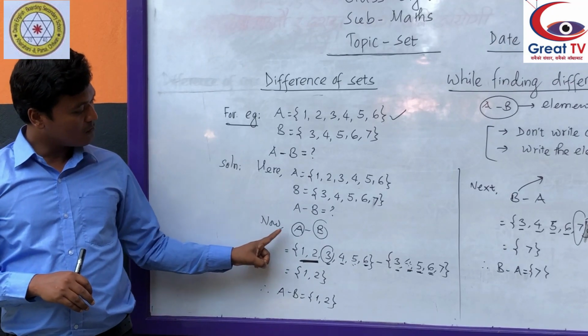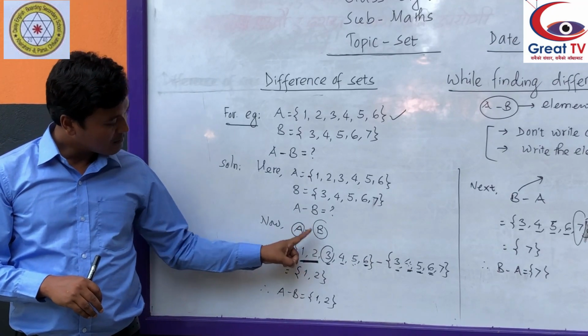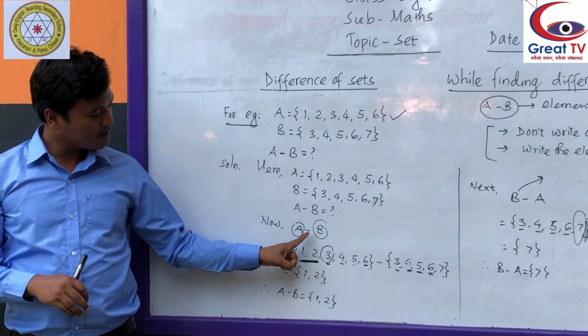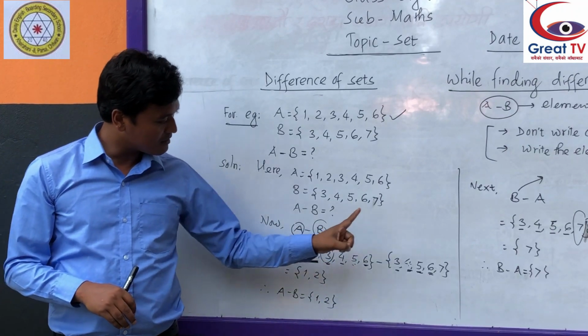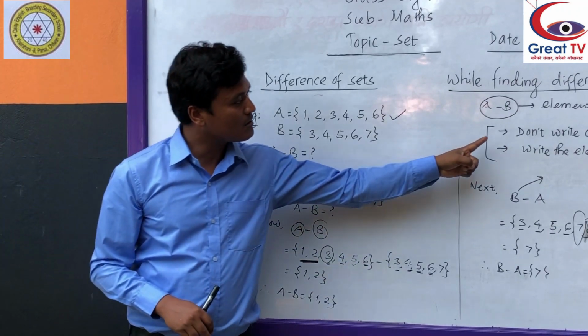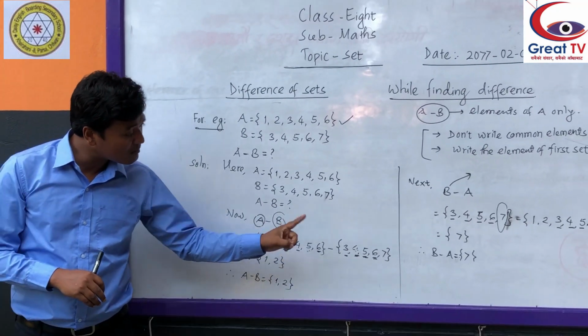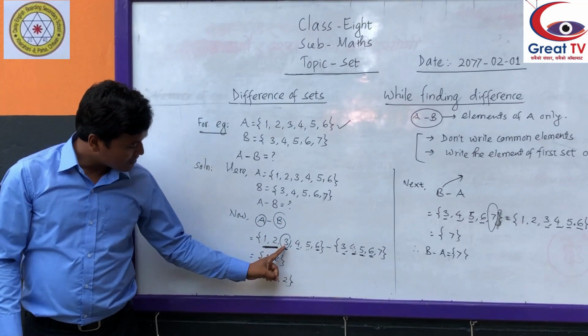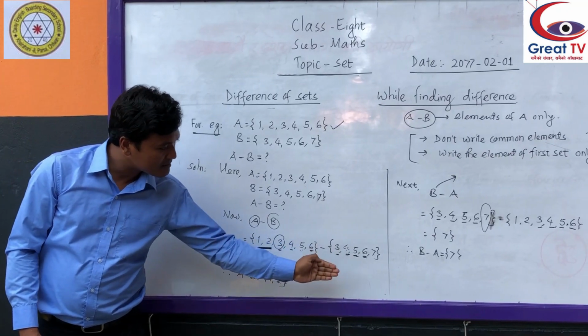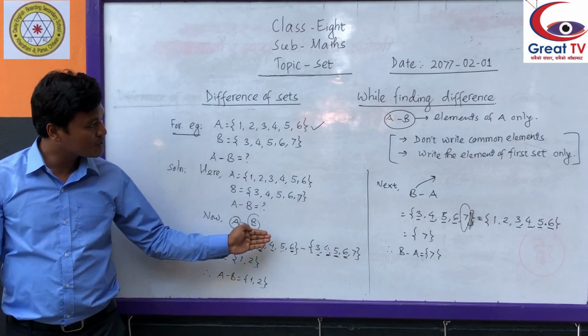So now we should calculate A difference B. Write the elements of A minus the elements of set B. Use the same idea: don't write common elements. Here we have two sets, A and B. So don't write the common elements of A and B. 3, 4, 5, 6 are the common elements, so we should not write them.